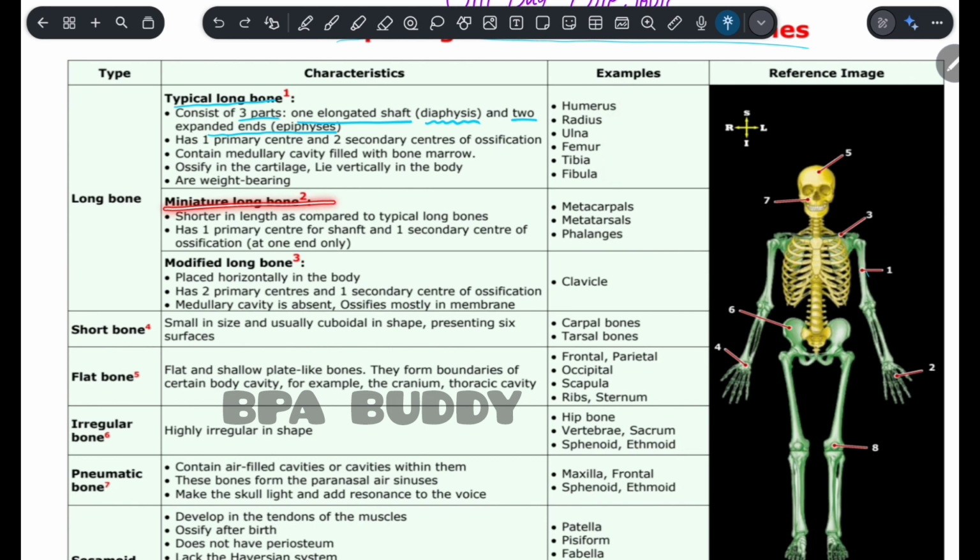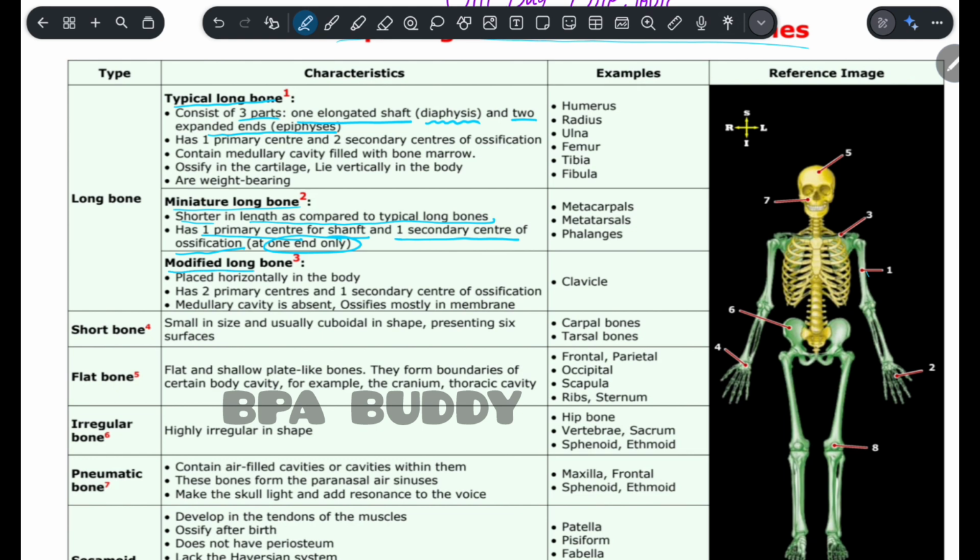Now let's come to the miniature long bone. Miniature long bones are shorter in length as compared to typical long bone and have one primary center of ossification in the shaft and one secondary center of ossification at one end only. So here we can see only one center of ossification and the central shaft. For example, metacarpals, metatarsals, and phalanges.